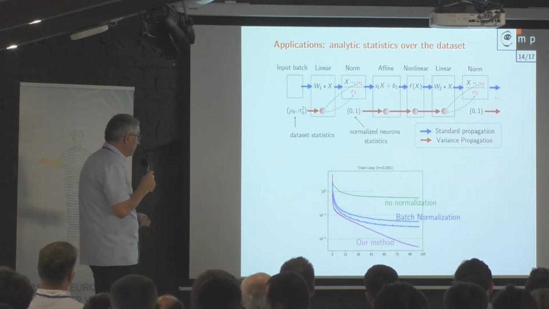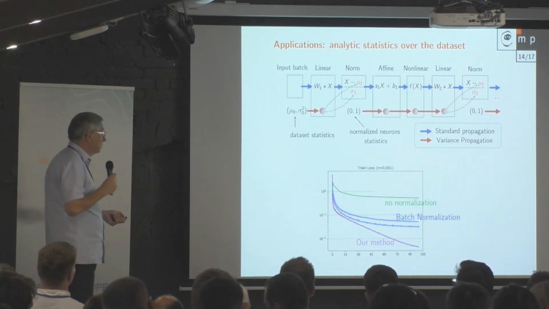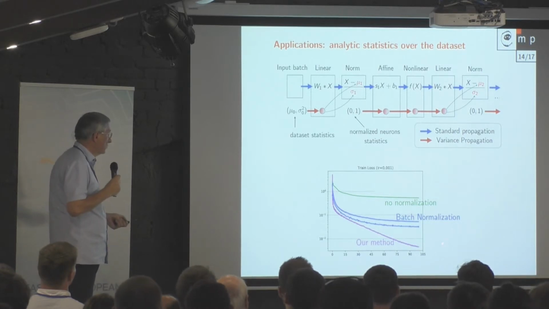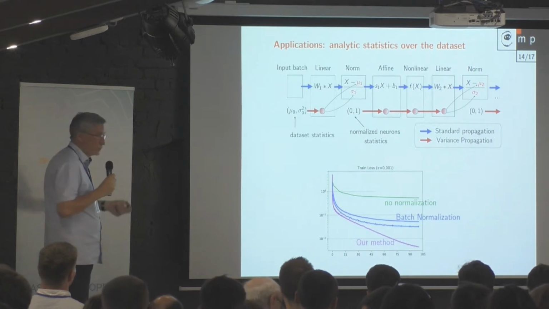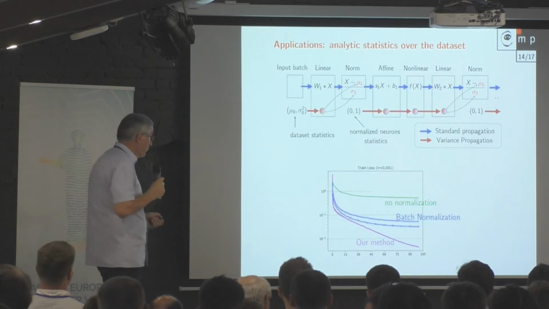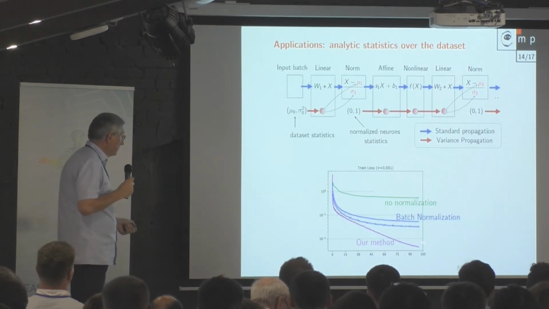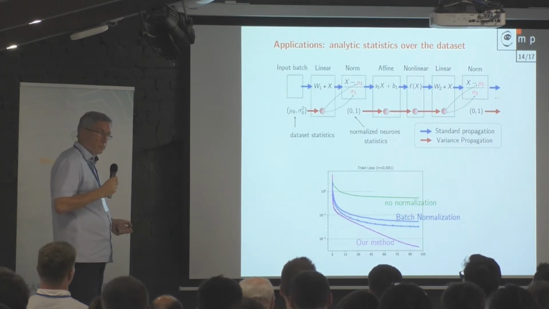And indeed, if we use this method for training, so here we have no normalization, here we have standard batch normalization, and this is the method which is using this analytic batch statistic estimation. And so for training, it really gives something nice, so training becomes faster.